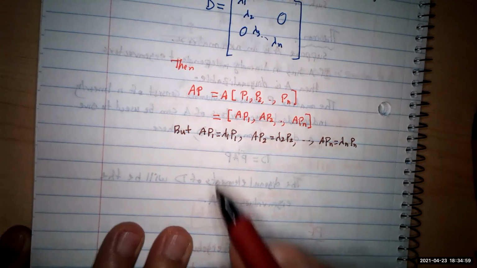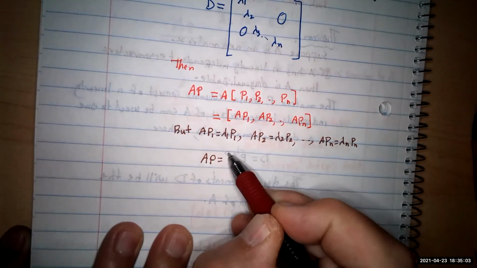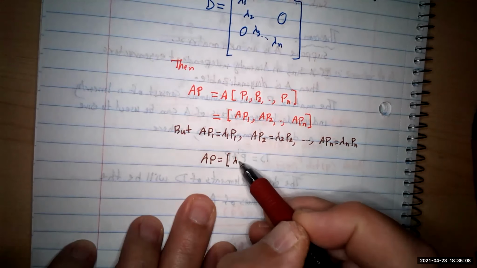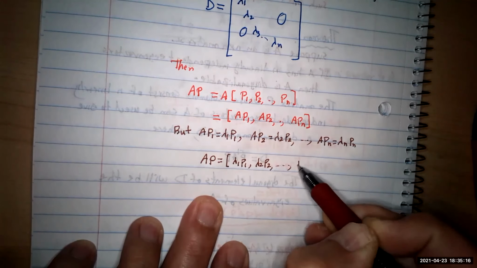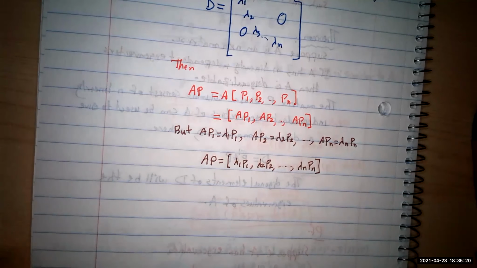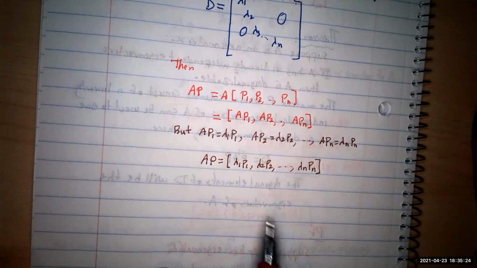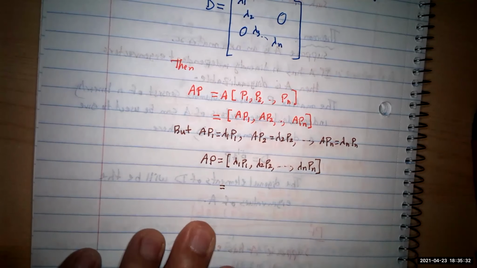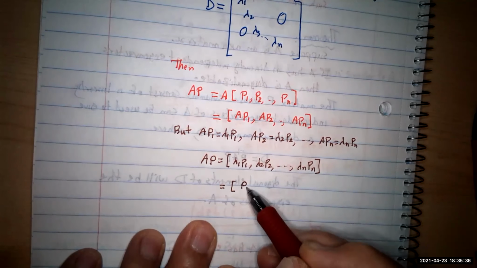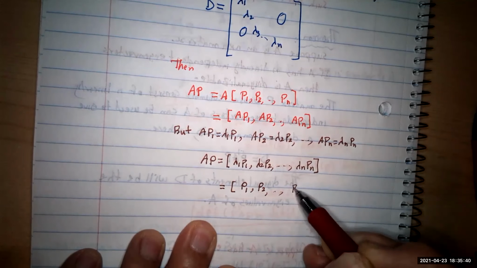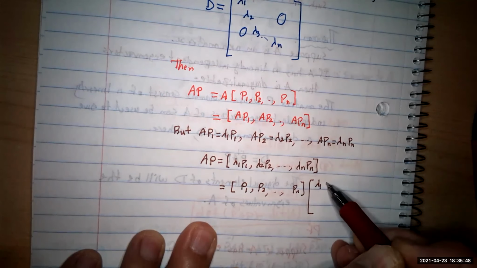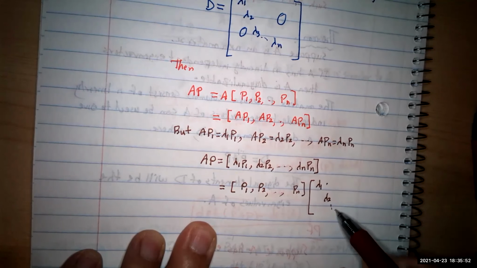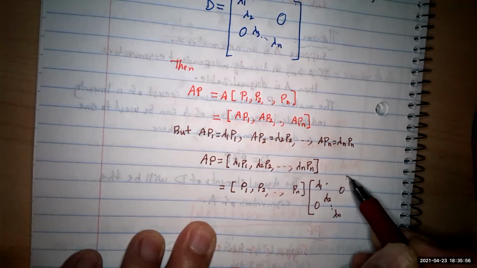Substitute. So what do we have? We have the product of A times P. Now this product changes to lambda 1 P1, the first column, lambda 2 P2, the second column, up to lambda n Pn, the n-th column. Remember, the lambdas are scalars and the P's are vectors, so you can break it into the product of two matrices. We get the matrix P1, P2, up to Pn, the first matrix, multiplied by a diagonal matrix: lambda 1, lambda 2, up to lambda n, with everything else equal to 0.